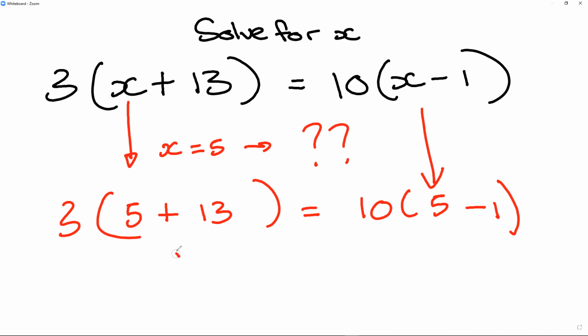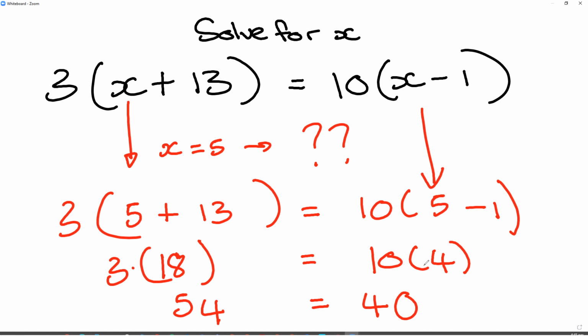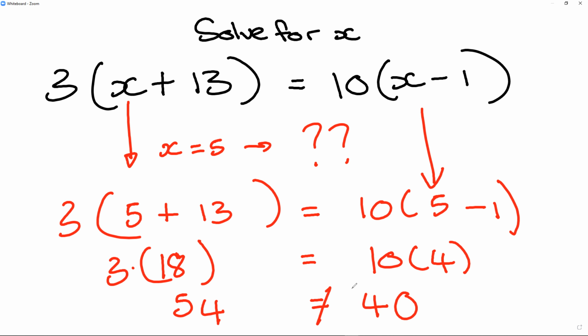Five plus 13 is 18. And remember, that is multiply. 3 times 18 is 54. 5 minus 1 is 4. And 10 times 4 is 40. So 54 is not equal to 40. So 5 is the wrong answer. And that's how you check.